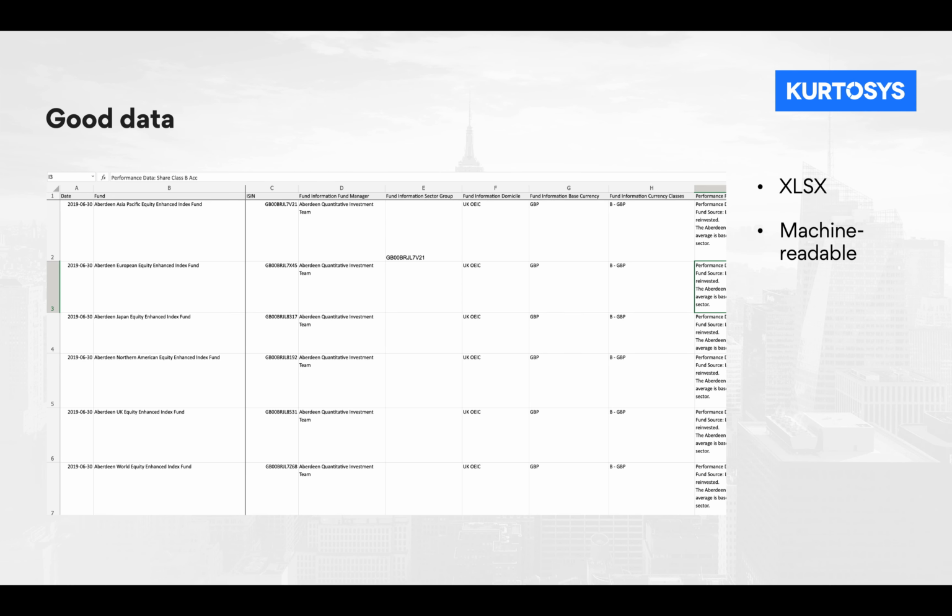This is another example of good data. As you can see on top, each column has its own property: date, fund, ISIN, fund information, fund manager, and all the data is represented within one row. So one column, one row, good machine readable data.